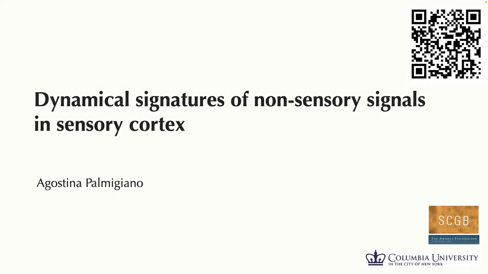It's my pleasure to be introducing Agostina Palmigiano. Agus is currently a Schwartz Foundation Fellow for Theory in Neuroscience. She's at the Center for Theoretical Neuroscience at Columbia in New York. She's working with Ken Miller, building theories of interneural circuit models. Her PhD was in physics, which she obtained from the University of Buenos Aires in Argentina.